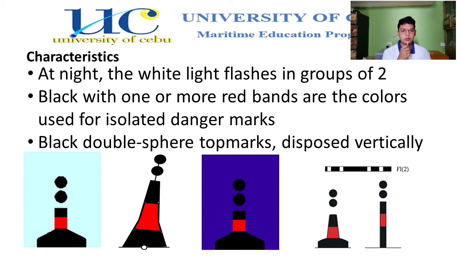Letters, numerals, or symbols are used in the standard code to distinguish the unlighted isolated danger marks, and one or more pairs of blue above the red bands are used in the comprehensive code. So that would be all for the isolated danger mark. So the next topic will be discussed by Decadat Larra Justine Cogtas.